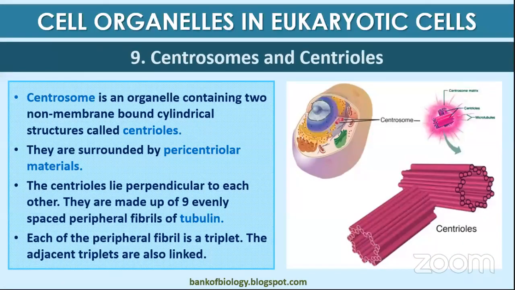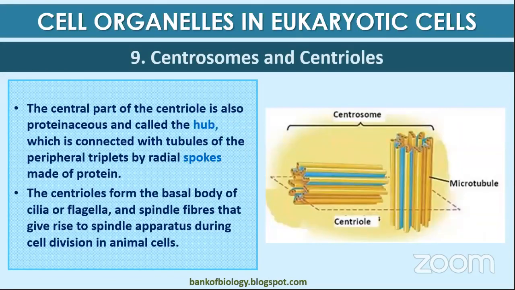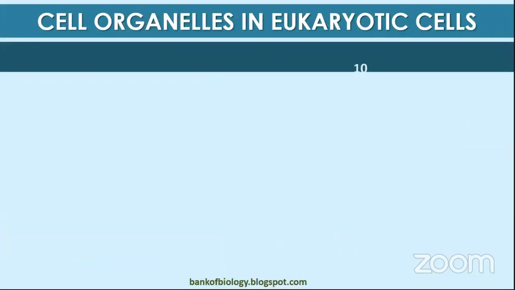Then centrioles and centrosomes. The centrosome contains 2 centrioles which are placed perpendicular to each other. Each centriole is made up of the protein tubulin, which has 9 evenly spaced peripheral fibrils, very similar to flagella, but there they are in doublets. Here we have triplets. Adjacent triplets are linked. Please do remember it has a central proteinaceous hub that gives a cartwheel-like arrangement.